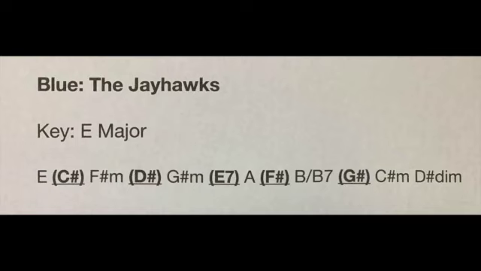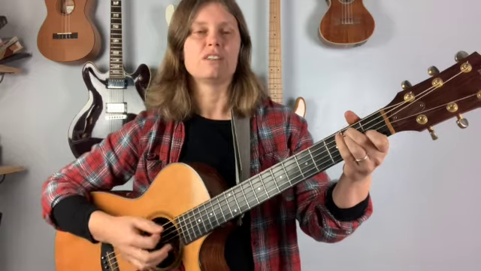So let's get to a couple of recent songs I've done with students that had secondary dominants. So we're going to do Blue by the Jayhawks, key of E major. I'm going to show it here. So what I've done is I've written out all the chords in the key of E, and I've put the secondary dominants before each chord in the key just to make it easy to look at for now. So the song's in E.